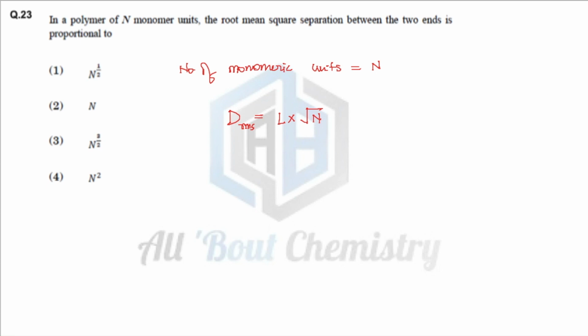What are the terms over here? Here L tells you the length of one monomer unit, and n is the number of monomeric units. So DRMS is going to be proportional to n to the power 1 by 2. So the correct option for this particular question will be option number 1. This was pretty straightforward, directly from the formula. Okay, let's go to the next question then.